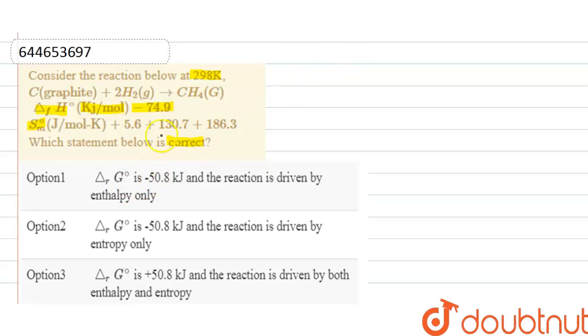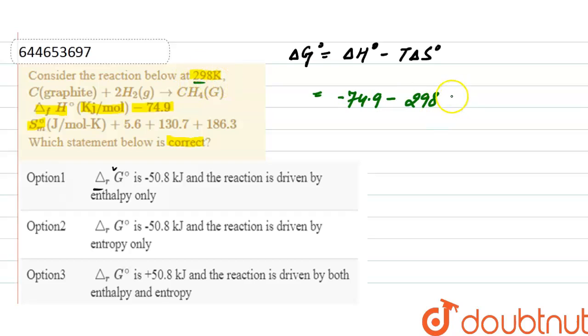So in these options, the value of delta G naught is calculated, and we have to find out what delta G naught depends on. First of all, delta G naught, that is standard Gibbs free energy, is equal to standard enthalpy minus temperature into delta S, that is standard entropy change. Here, putting the values, delta H naught is -74.9 kilojoule. Temperature here is 298 Kelvin, into delta S, which we'll find out.